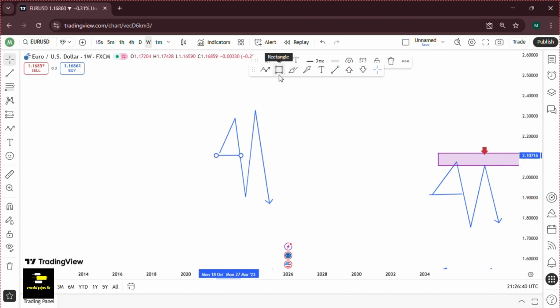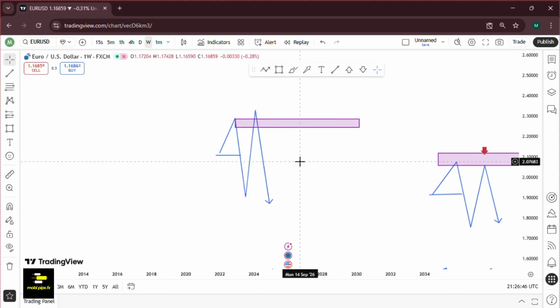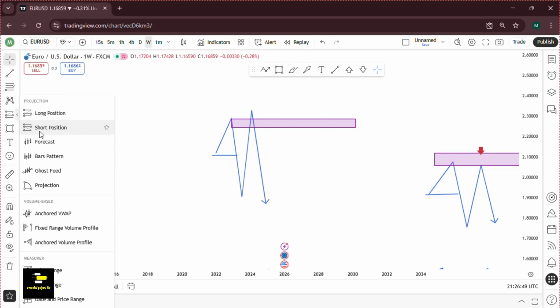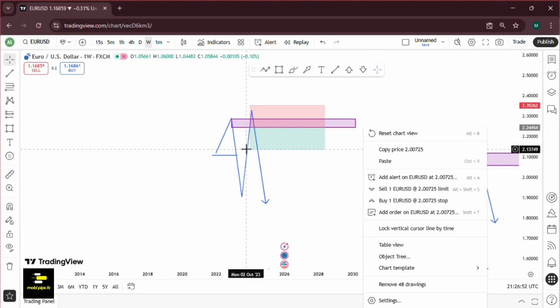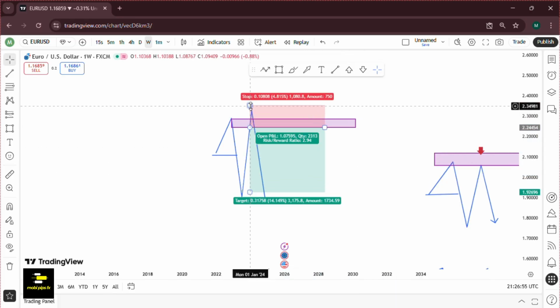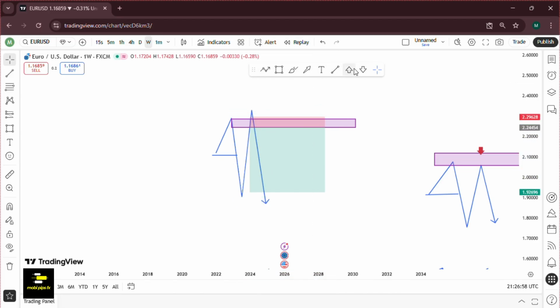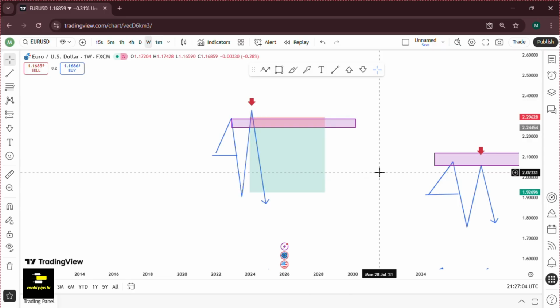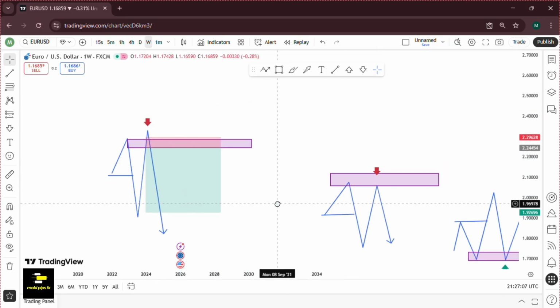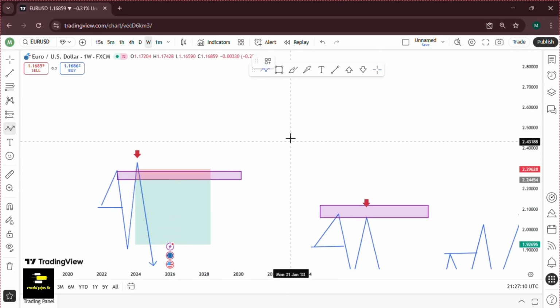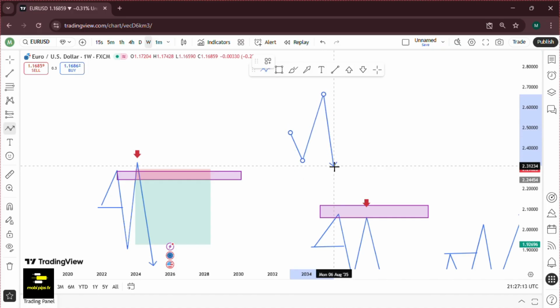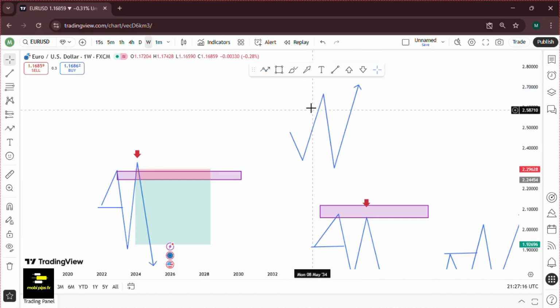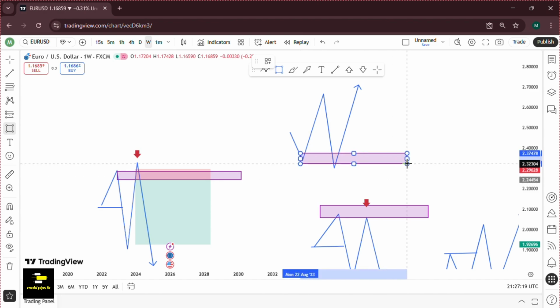I am marking my zone here. I'm waiting for price to come so that I take a sell from here. What you realize is that you will be taken out. So 80% of the time you get taken out before the actual sell happens. Or if it's a buy, you'll be taken out before the actual buy happens. Meanwhile, you have positioned yourself right here for the buy.